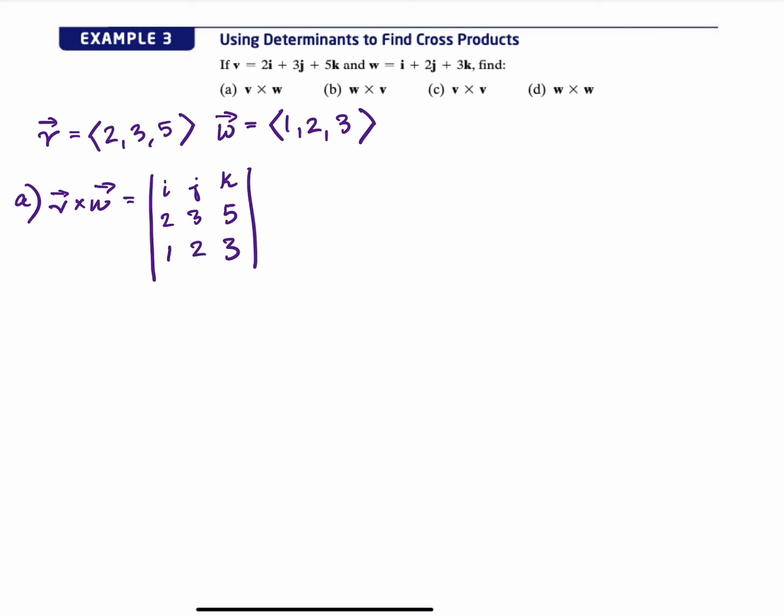All right, so let's expand this out. We'll write out each step this time, and then we'll be able to maybe jump 1 or 2 steps for our later ones. But first, covering up the i column, we have that bottom right square as our determinant that we'll find. So the determinant of 3, 5, 2, 3, that'll be multiplied by i. Then we'll have our minus. Then imagine covering up the j column. Then we'll have 2, 5, 1, 3 left over.